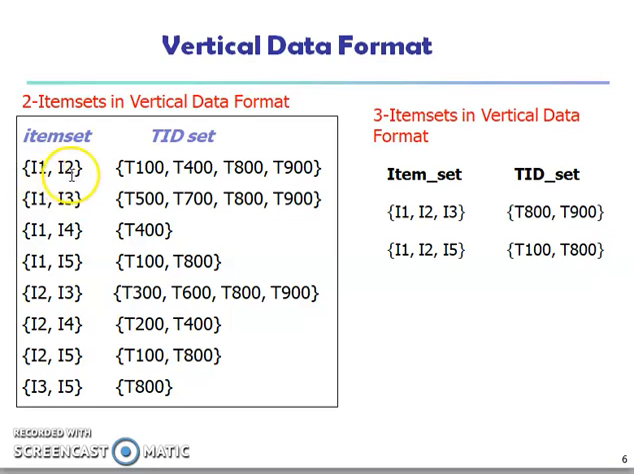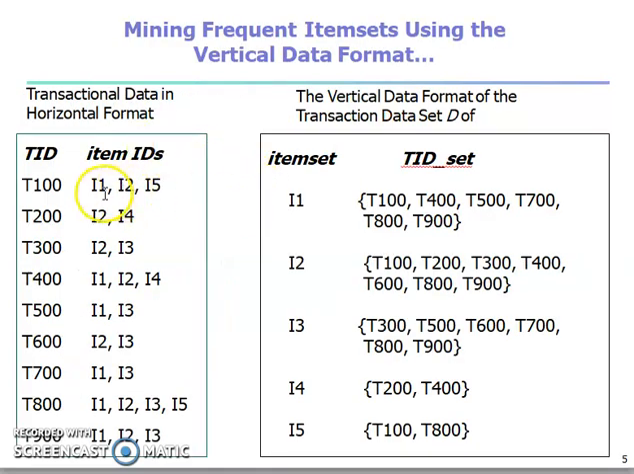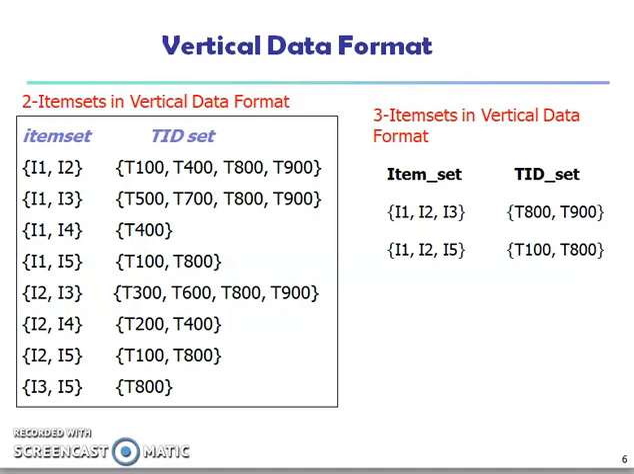The next table we generated. Here you can take I1, I2, I1, I3, I1, I4, I1, I5, I2, I3, I2, I4, I2, I5, I3, I5. Now, I1, I2 is available in which transaction? Again we have to go to the previous table. I1, I2 is available in transaction 100, then in transaction 400, the same way in 800 and 900. So this will be presented over here.